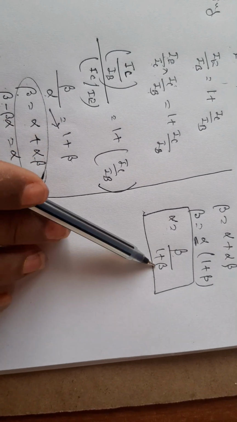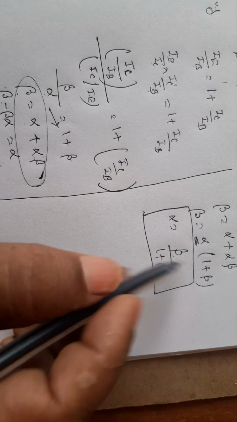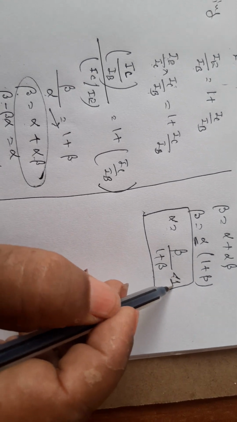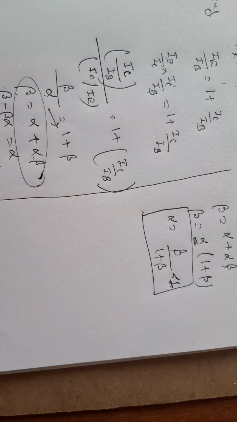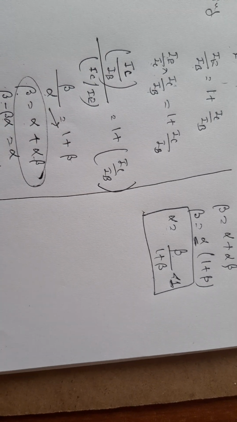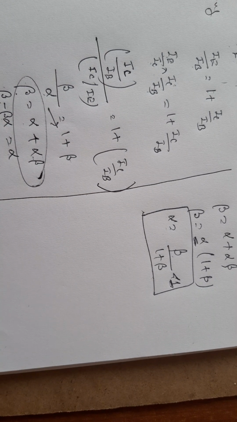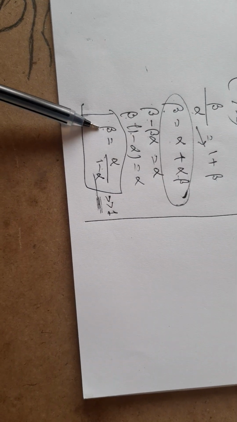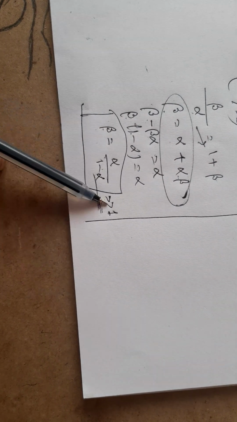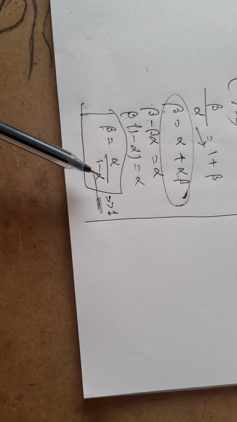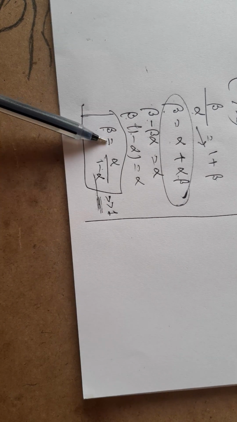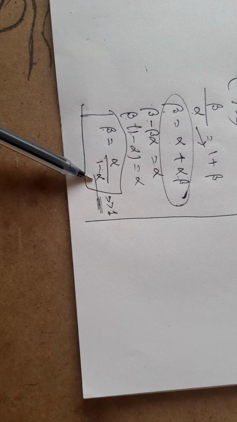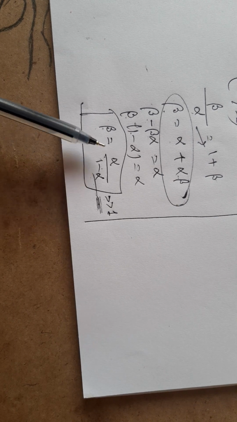Since 1 plus beta is more than beta, the ratio is always less than 1. So the current gain in common base, that is alpha, is less than 1. The current gain in common emitter, that is beta, is always greater than 1. So this is the relation between alpha and beta. If you know the current gain in one configuration, you can calculate the current gain in the other configuration.